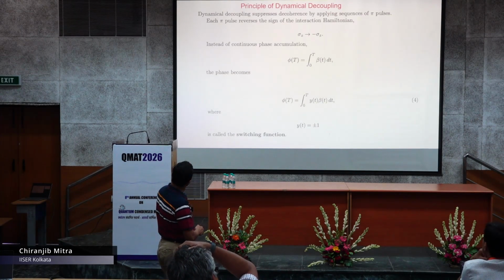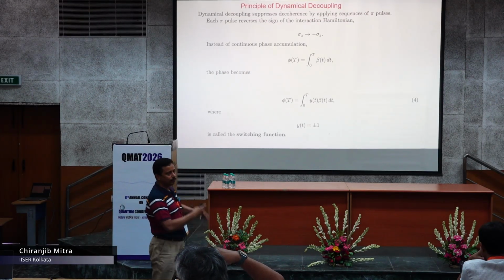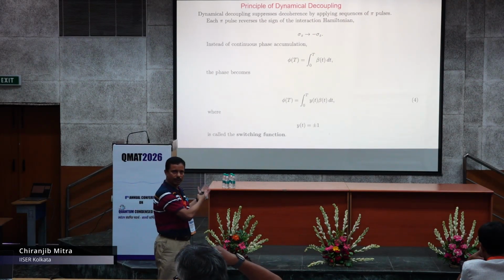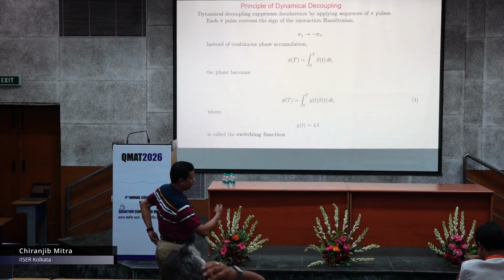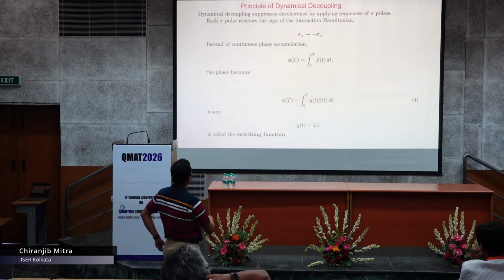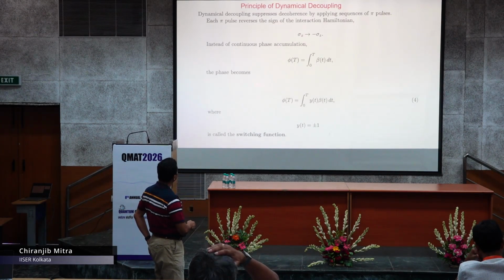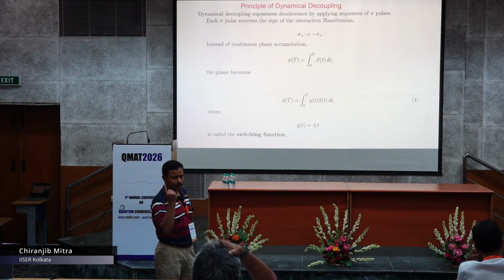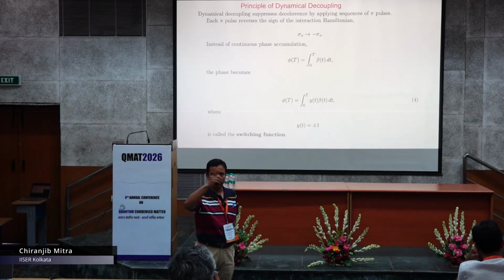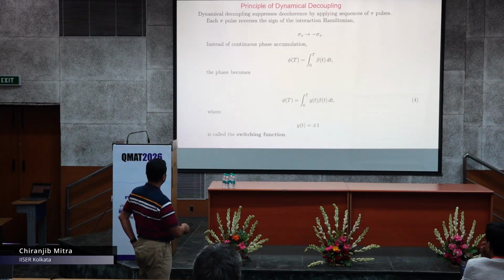Now the principle of dynamic decoupling is to suppress decoherence by applying sequences of pi pulses, which I mentioned. We saw that in action in the videos, in the cartoons. Each pi pulse reverses the sign of the interaction Hamiltonian by sigma, because it's a time reversal operation. So instead of a continuous phase accumulation, the phase becomes like this, where y(t) is plus or minus 1. In one cycle it is giving plus pi, in another cycle minus pi, and it is cancelling the phase. That's called the switching function.